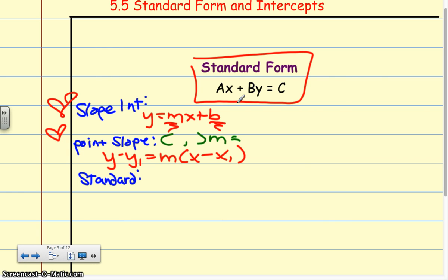And now we're given standard. These are all ways to represent an equation of a line. And we can convert from one form to another, which we'll be doing tomorrow, too.